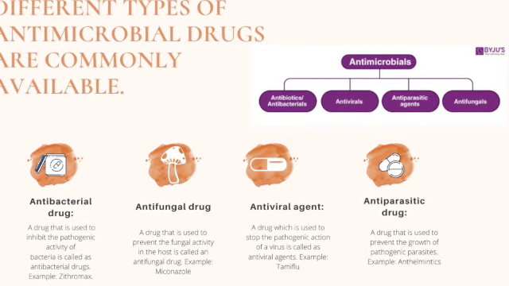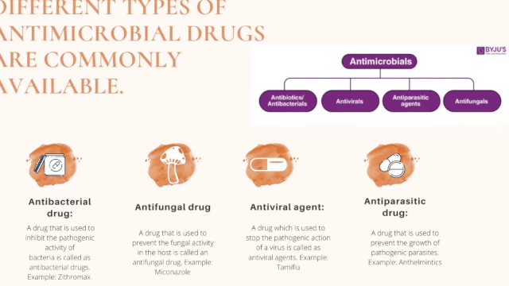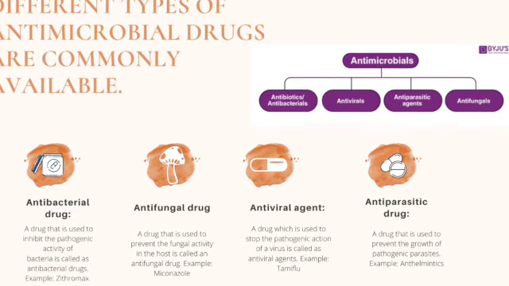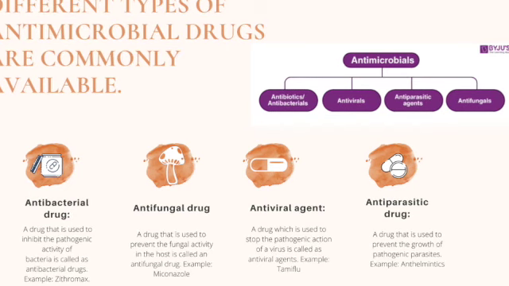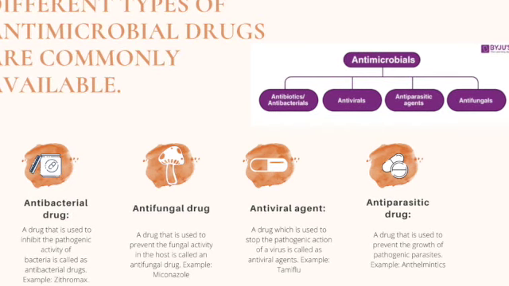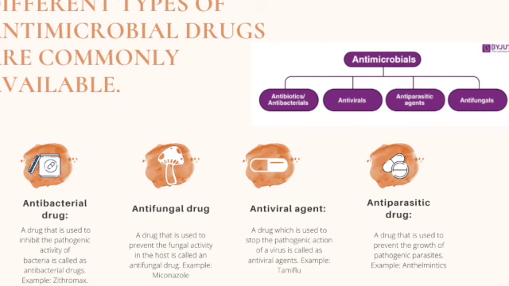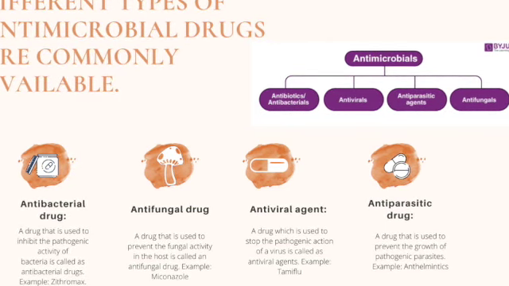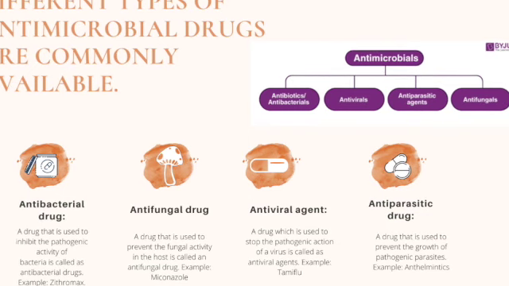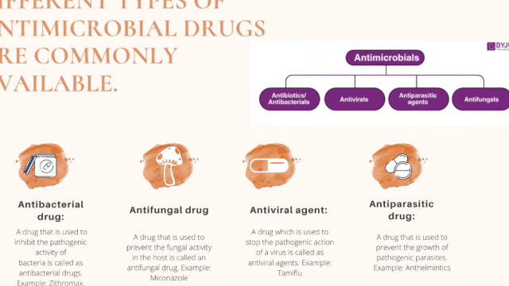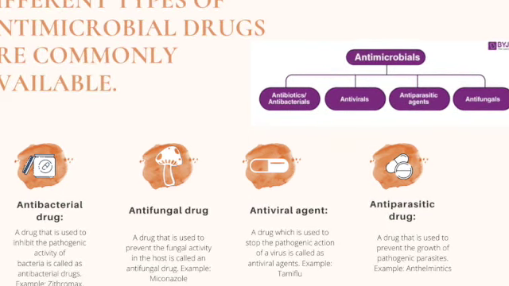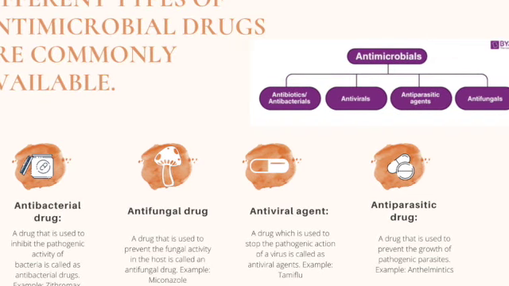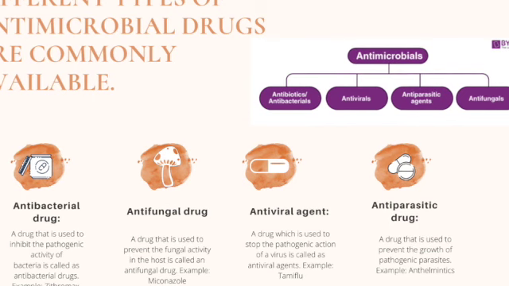Next, we have a drug that is used to prevent fungal activity in the host. These are the antifungal drugs. An example is miconazole. Another drug which is used to stop the pathogenic action of a virus is called antiviral agents. An example would be Tamiflu. And lastly is the antiparasitic drug. This is a drug that is used to prevent the growth of pathogenic parasites. An example is the anthelmintics.